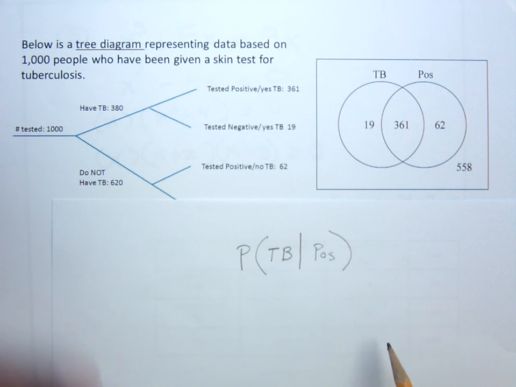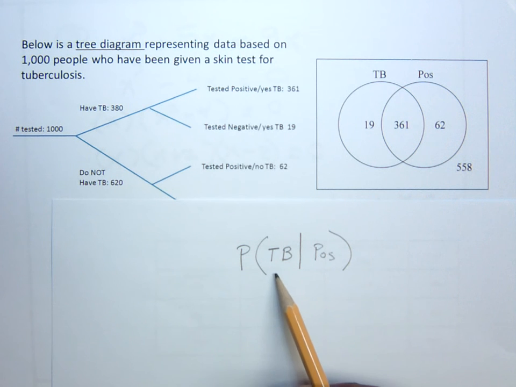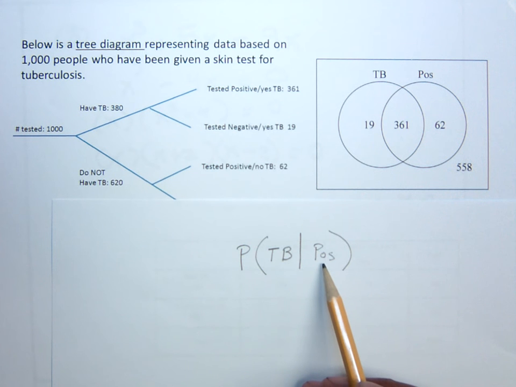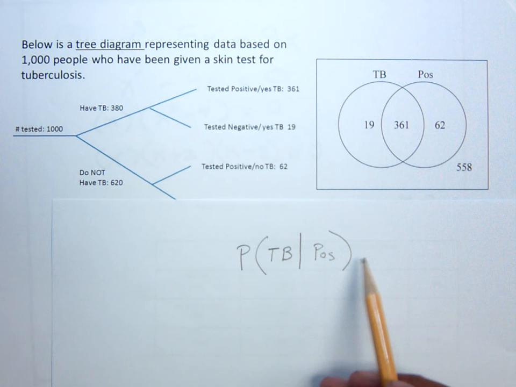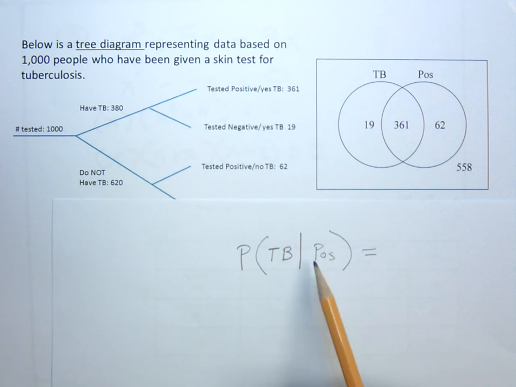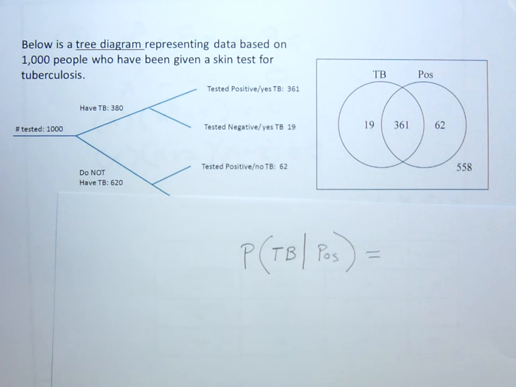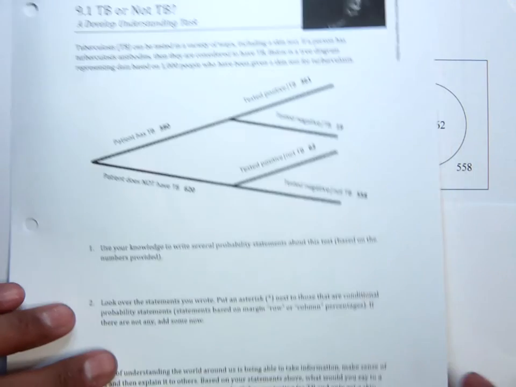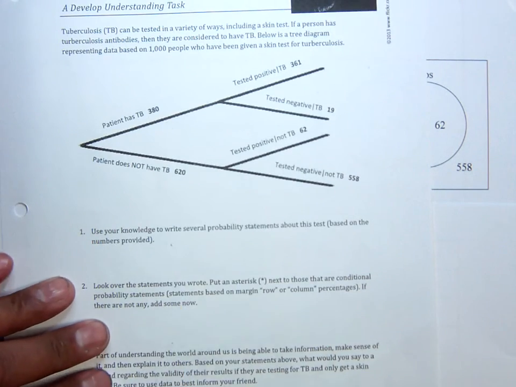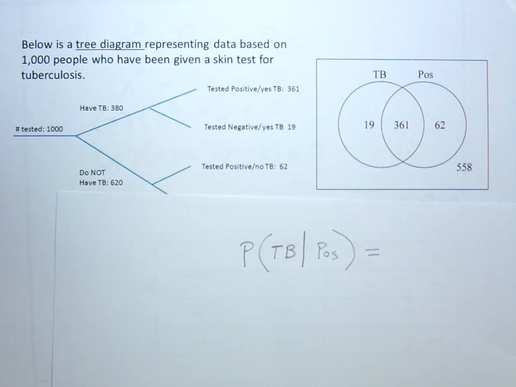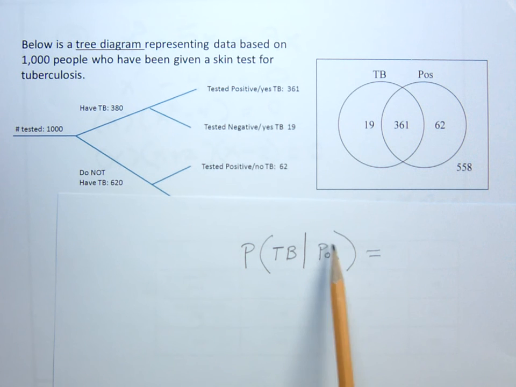Again, this is read as the probability that someone randomly chosen here has tuberculosis, given the fact that they have a positive test result. So to determine what this probability is, they said to use the numbers that are in your book. In your book it says use the information from the numbers provided. So we want to consider that we're only going to be given the people who have tested positive.